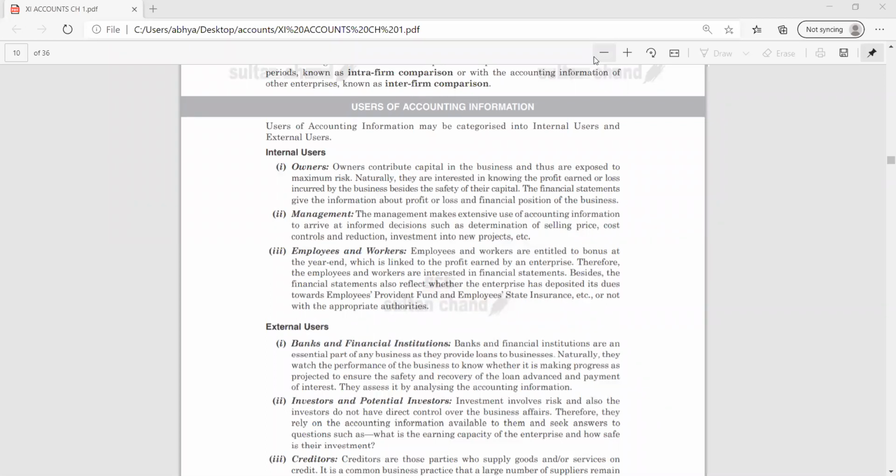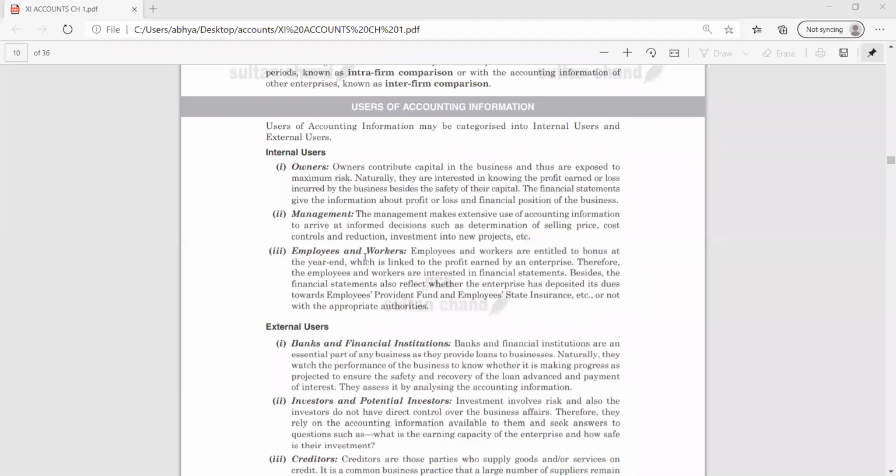Yesterday we did the topic users of accounting information, so I'm just going to do a fast recap. There are two types of users, internal users and external users. In internal users, there are three stakeholders: owners, management, like board of directors and other employees, top level management and the middle level management, then employees and workers.